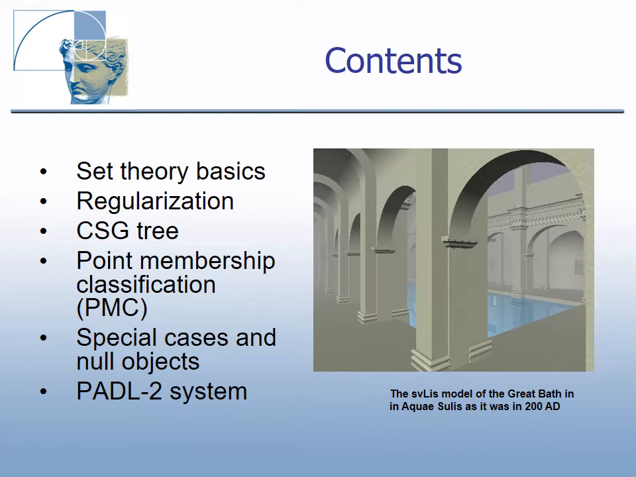The next is to introduce the data structure called a CSG Tree and the associated procedure called the point membership classification. We need to mention special cases of CSG objects and null objects. The classical implementation of CSG, the PADL2 system, will be characterized.